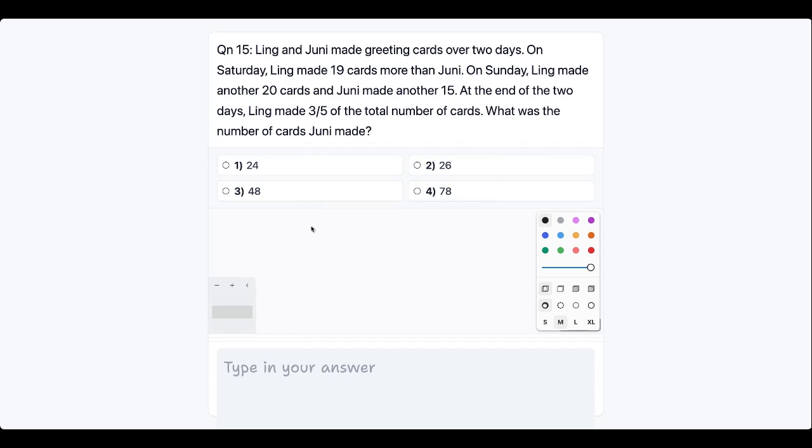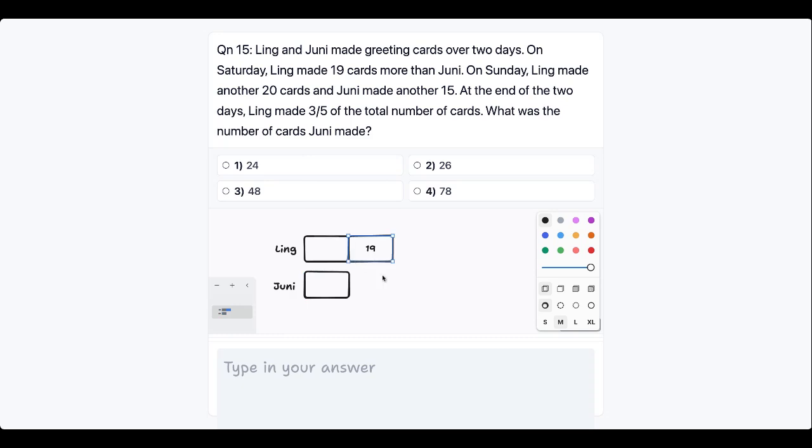Okay, so we can draw models. So I'm going to put here Ling and I'm going to put here Junie. All right, I'm going to draw like this. So Ling made 19 more cards than Junie. So I'm going to draw something very simple like this. This is not drawn to scale. So 19 more than Junie, right?